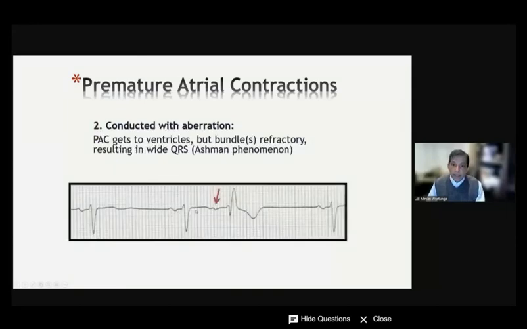The other way is a premature complex arrives and manages to go to the ventricle, but since it came early, the AV node is still not fully ready. It's a little refractory, so this PR interval is a little longer than normal. But when it goes to the ventricle, commonly the right bundle is in the relative refractory period compared to the left, so you conduct with right bundle branch block aberration in some people, or with left bundle. But you see a preceding P, which looks different from the other P. So this is the second option for the PAC: to conduct to the ventricle with aberrancy.